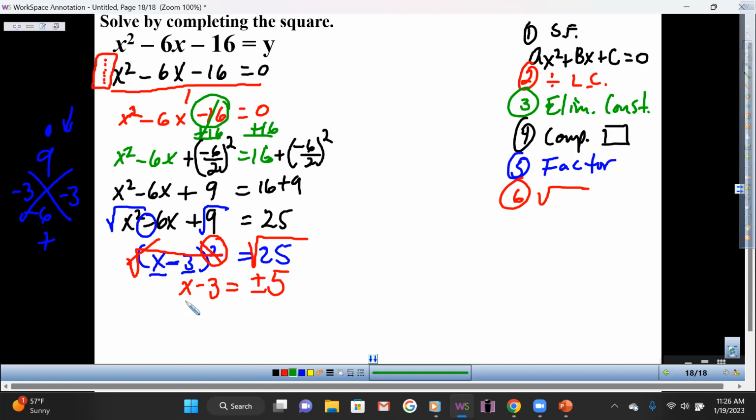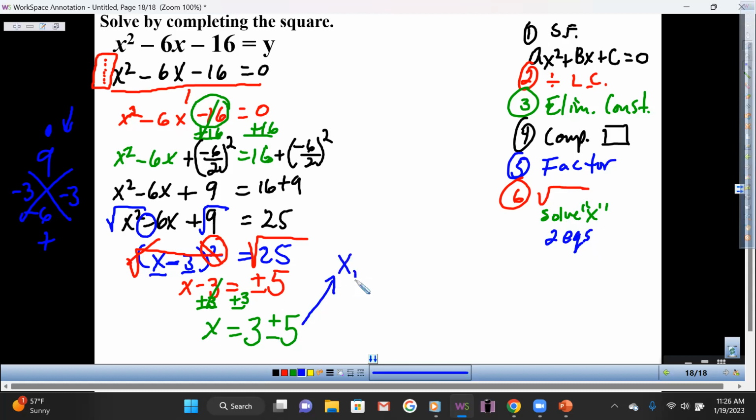Next, we still need to solve for x right here. I'm going to write solve for x. So what do I do here, everyone, to leave x by itself? Yeah, plus 3 plus 3. So we end up with x equals 3 plus minus 5. Doesn't that look a little funky because we have 3 and then we have a plus and a minus between the 3 and the 5? Yeah, that's done on purpose because at the end we need to write 2 equations. Equation number 1 or x sub 1, equation number 2 or x sub 2.